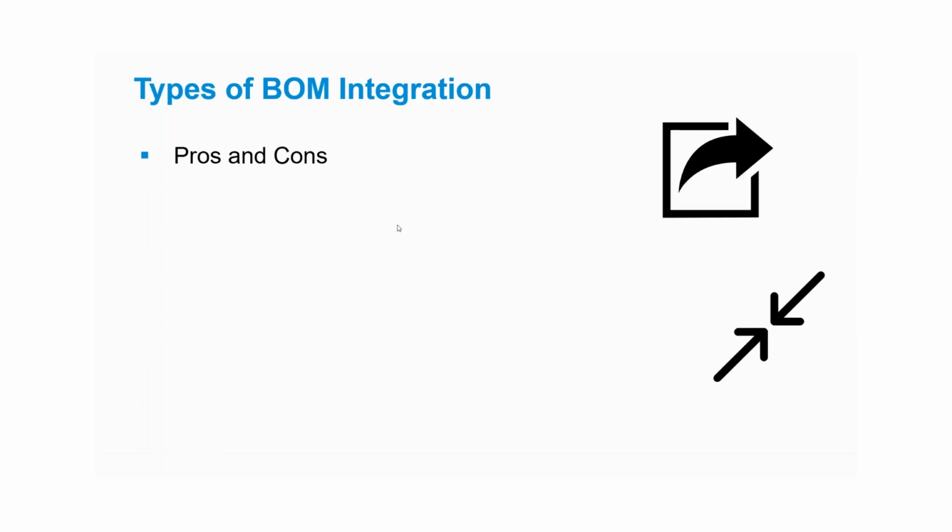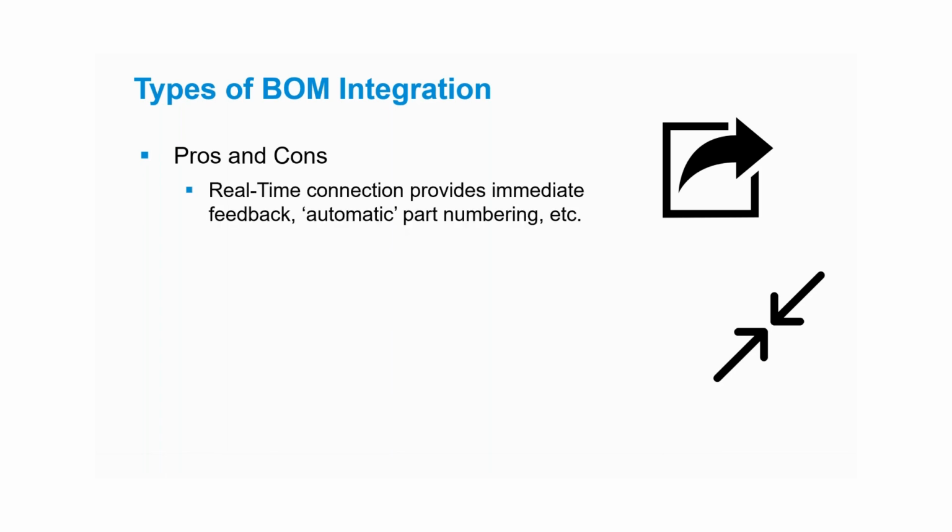And there are pros and cons to both of these approaches, right? So a real-time connection can be fantastic, right? You get immediate feedback. Is my BOM accurate? Or do I have any issues with my current information? I can pull a part number without doing a bunch of extra steps, right? So that's good.